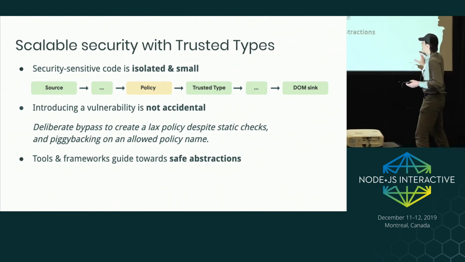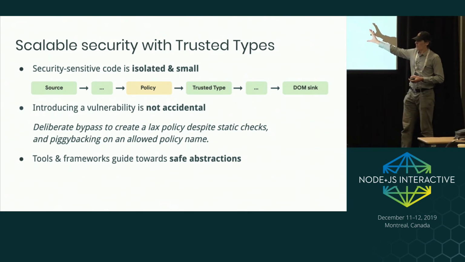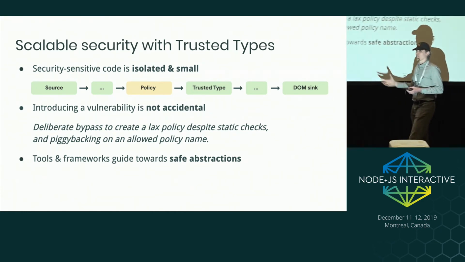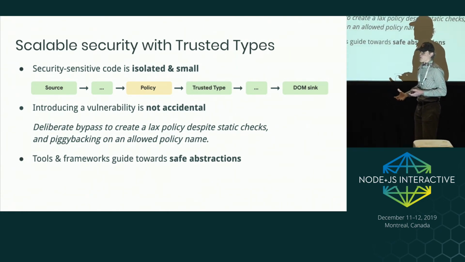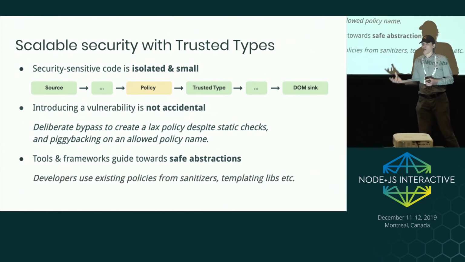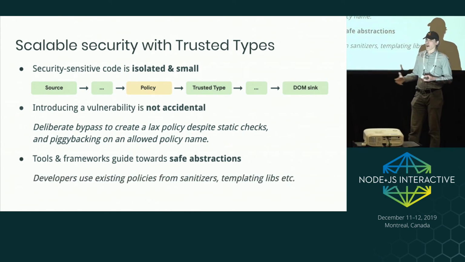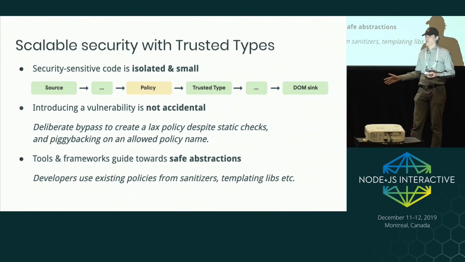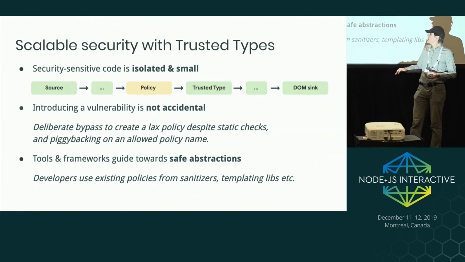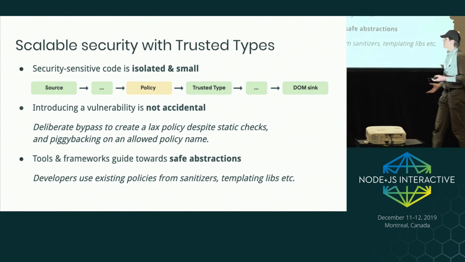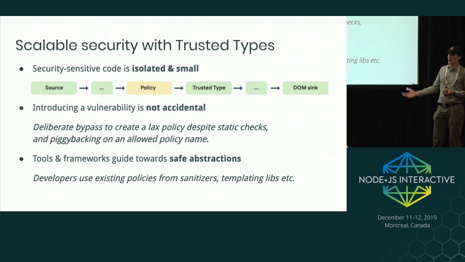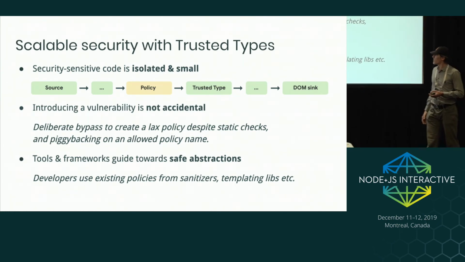I mentioned tools and frameworks as key integration points. A small number of policies account for almost all policy uses. Template systems, sanitizers, and builder APIs account for the vast majority, and that lets a small team work on rotations to review the remaining ones.